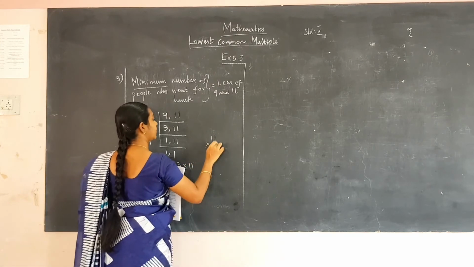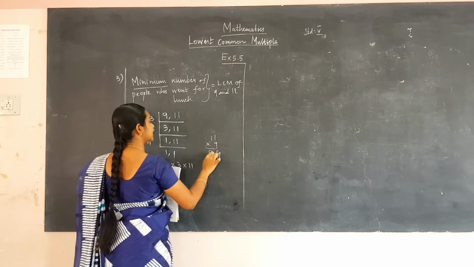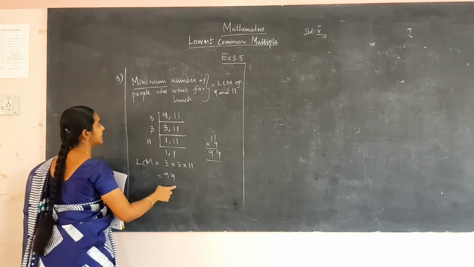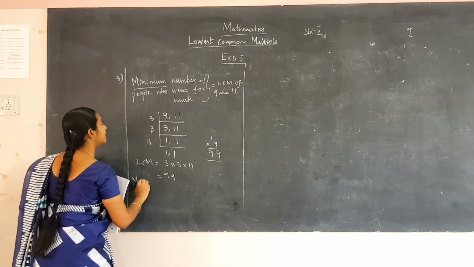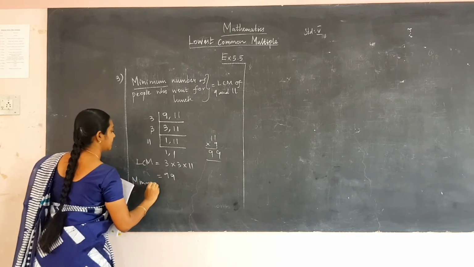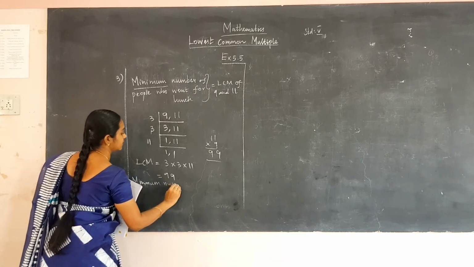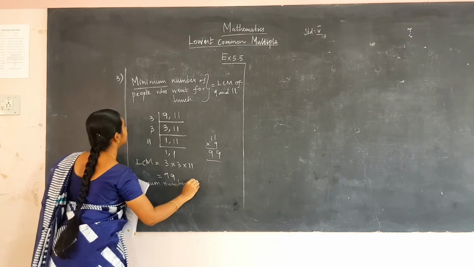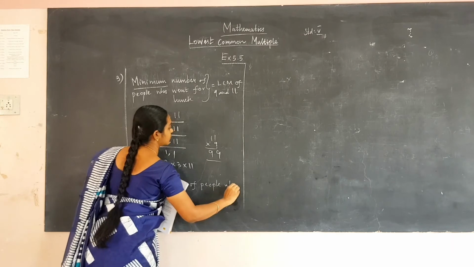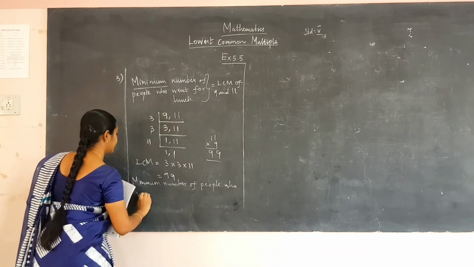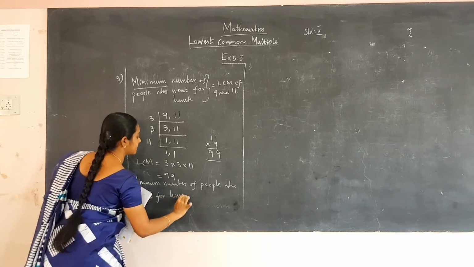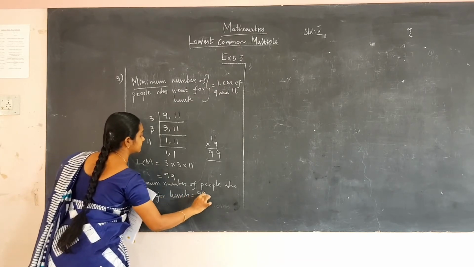11 into 9. 1 into 9 is 9. So 3 into 3 is 9. 9 into 11 is 99. So the minimum number of people who went for lunch is equal to 99.